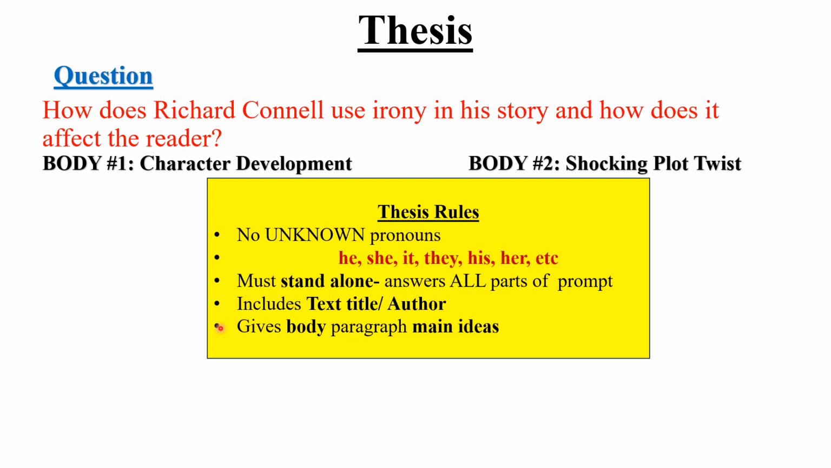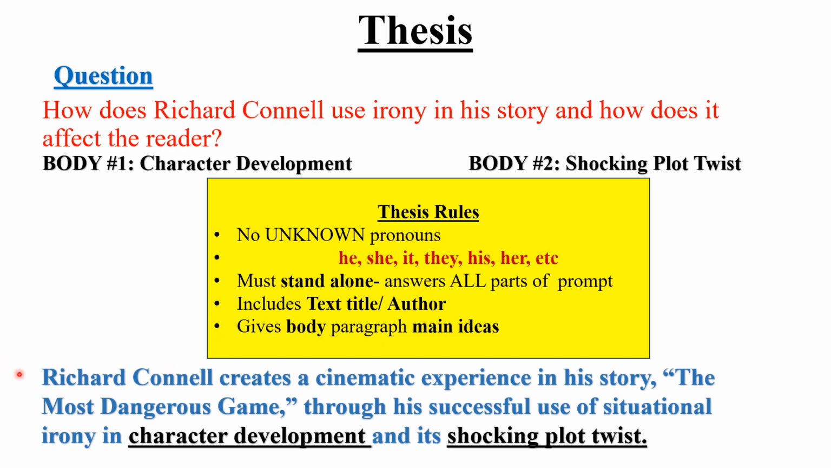So here is my thesis. Richard Connell creates a cinematic experience in his story, The Most Dangerous Game, through his successful use of situational irony in character development and its shocking plot twist. So I have the author, Richard Connell. He creates like a movie-going experience in his story. It's the title of the text, The Most Dangerous Game. How? Through successful use of what type of irony? Situational irony. In body 1, character development, and body 2, shocking plot twist.